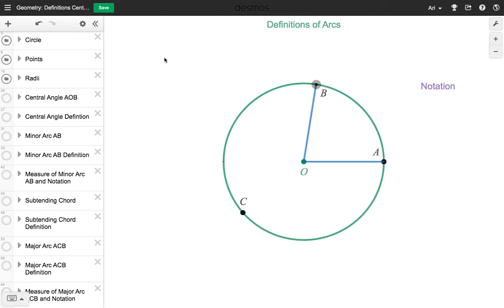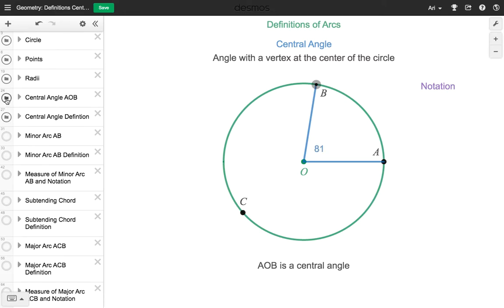So let's get started here with our circle. We have a circle here, circle O, centered at O, and I've drawn in the radii OA and OB. And that makes a nice angle, and that is a central angle. So a central angle is an angle whose vertex is at the center of the circle, and the sides of that angle are radii. And we measure central angles just the way we normally do. We measure them in degrees.